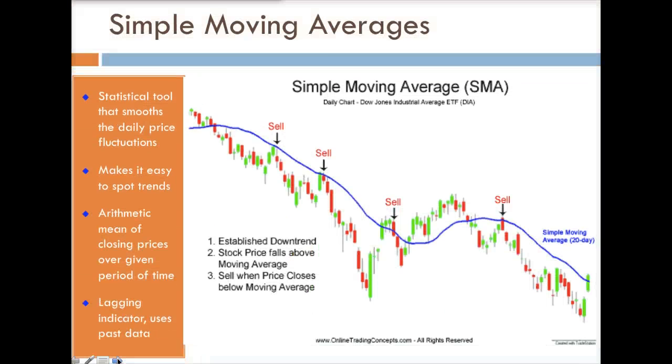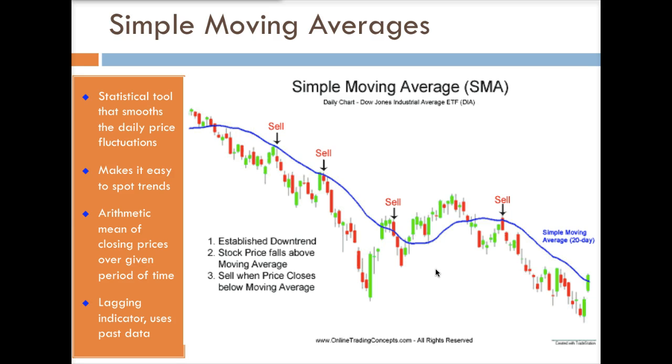A simple moving average looks like this. This blue line is a moving average, and you can compare it to the fluctuations of the candlestick chart that's also embedded on this page. A moving average is really just a statistical tool, and you can see that it smooths the daily price fluctuations. So that way you're not focused on all these lows and highs. It gives you more of a smooth trend to follow. It helps you because it can make it easy to spot those trends.